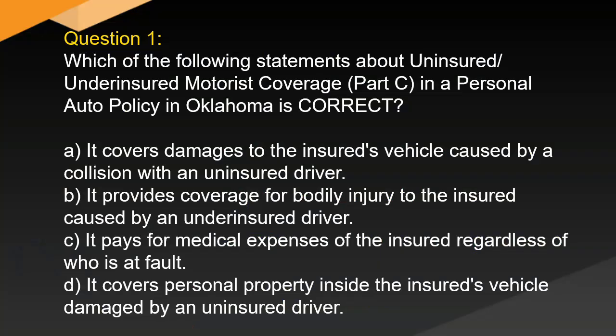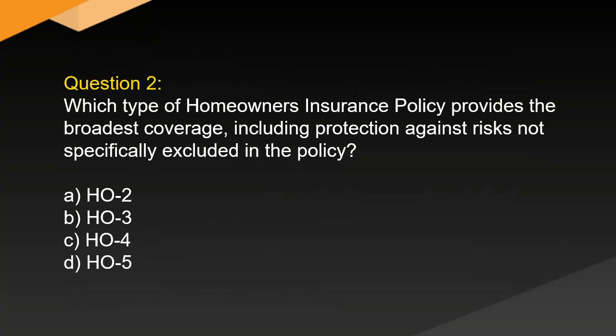Question 1. Which of the following statements about uninsured, underinsured motorist coverage, Part C, in a personal auto policy in Oklahoma is correct? A. It covers damages to the insured's vehicle caused by a collision with an uninsured driver. B. It provides coverage for bodily injury to the insured caused by an underinsured driver. C. It pays for medical expenses of the insured regardless of who is at fault. D. It covers personal property inside the insured's vehicle damaged by an uninsured driver.